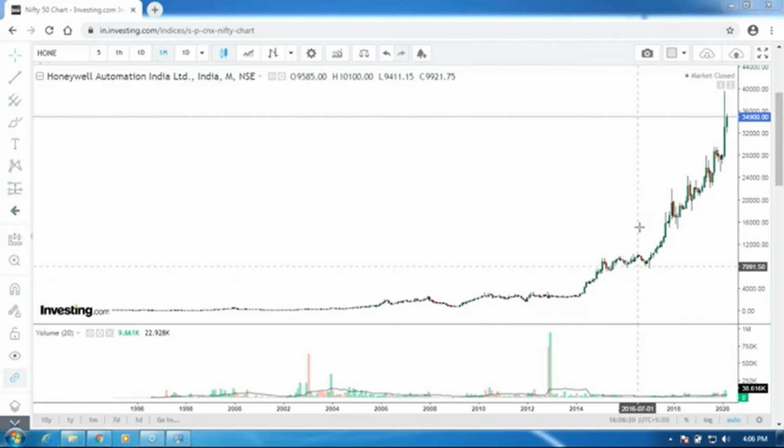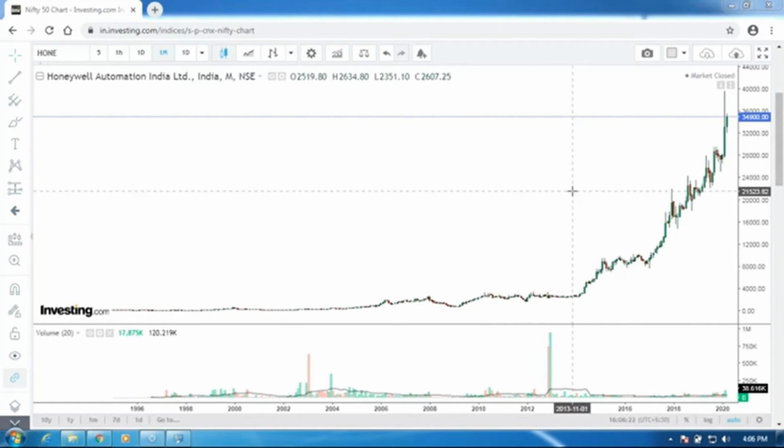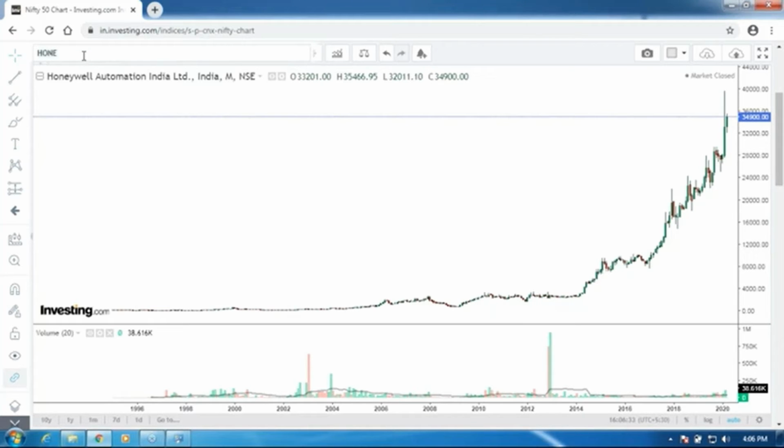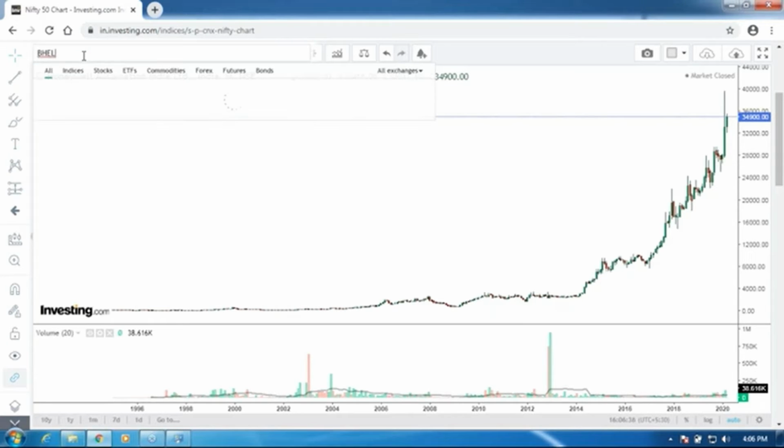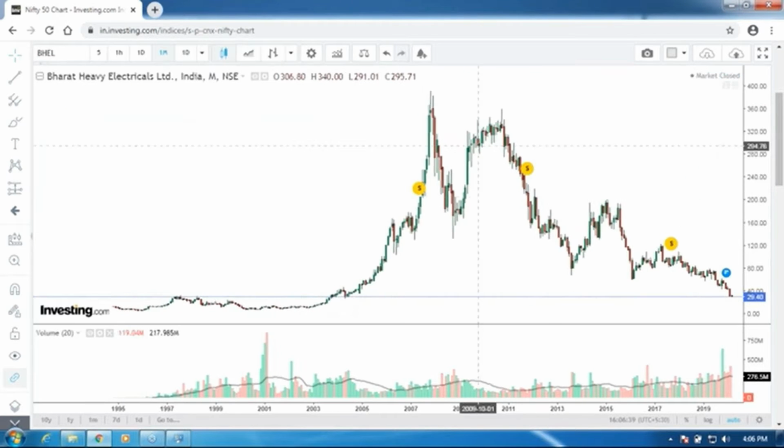So we'll talk about BHEL also. Somebody wants, or maybe they have a position now, which is exactly the opposite of this chart. So we have this wonderful chart for Honeywell Automation. Let's see if we can get the chart for BHEL. Okay, so BHEL also, back in its own day.